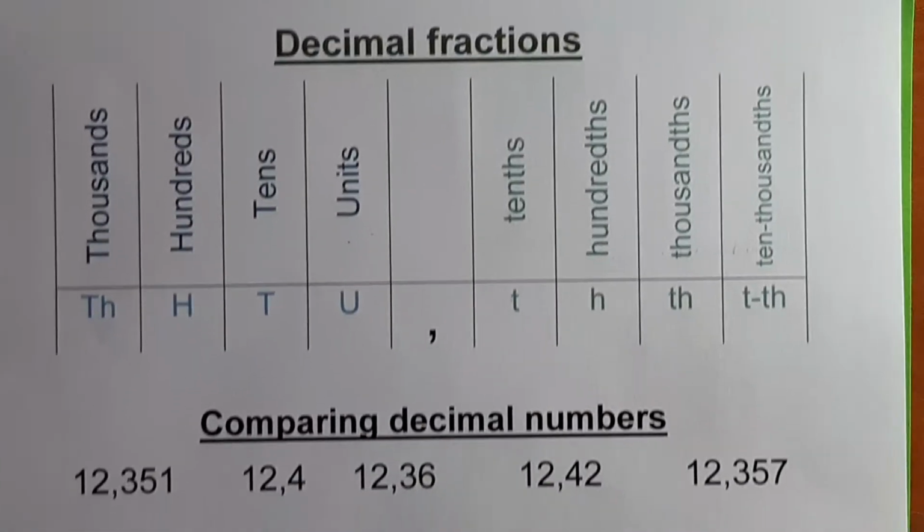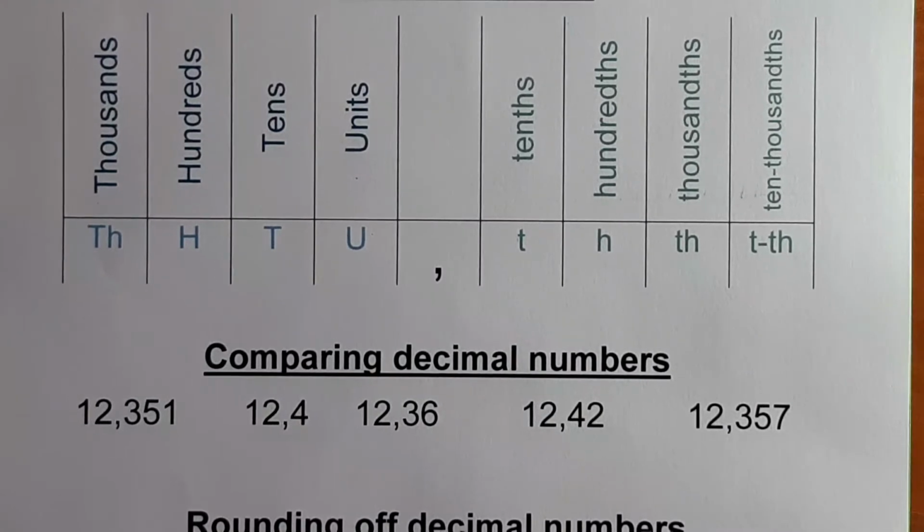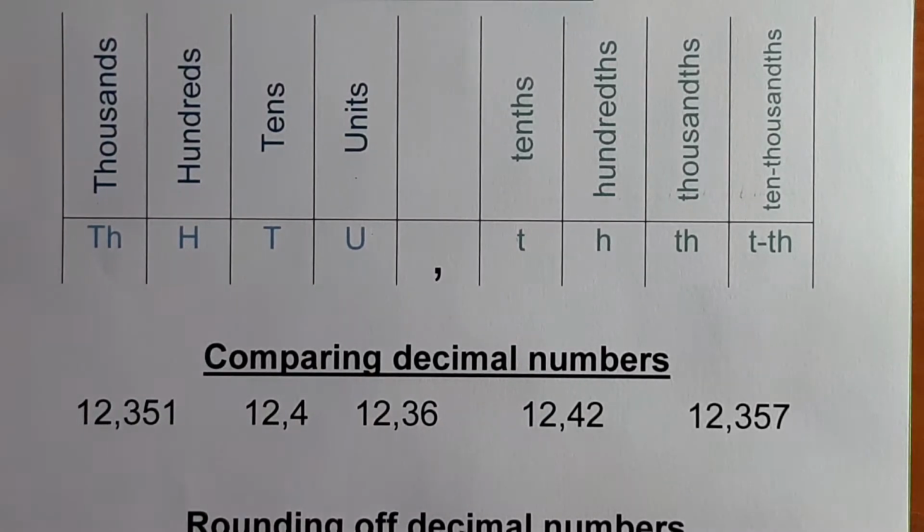To compare decimal fractions to see which one is the biggest or smallest, first look at the number in front of the comma. 12, 12, 12, 12. They're all the same. Then you only look at the first place behind the comma. That will be your tenths. So this is 3 tenths, 4 tenths. So 3 tenths will be smaller than 4 tenths. So this number is smaller than that one.